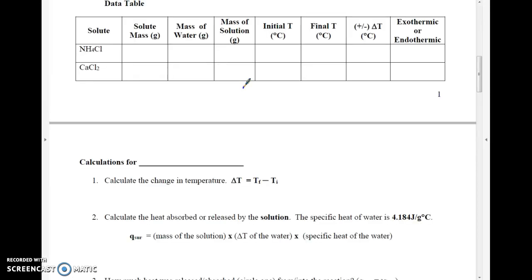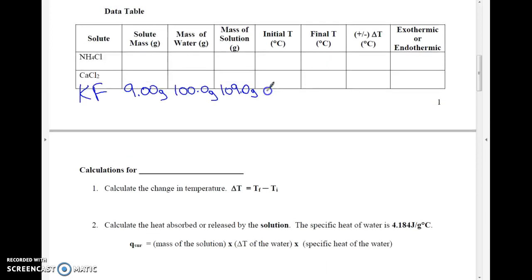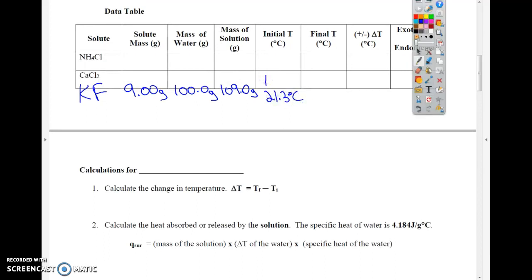The initial temperature, now in this made up data, again, I'm just going to make this up. The initial temperature, I'm using 21.3 degrees Celsius. And for the final temperature, I'm going to say 26.8. It would be somewhere around there for this experiment.